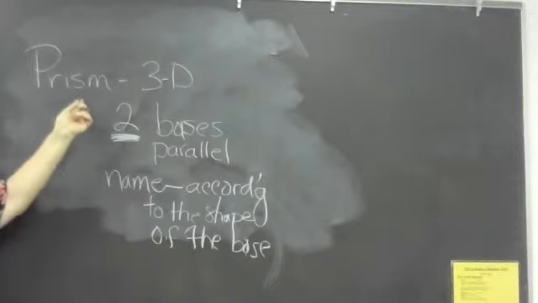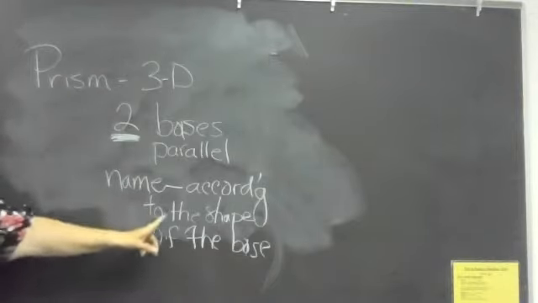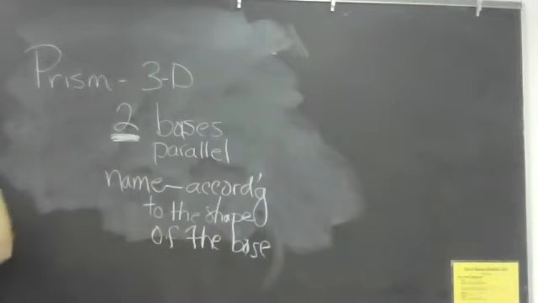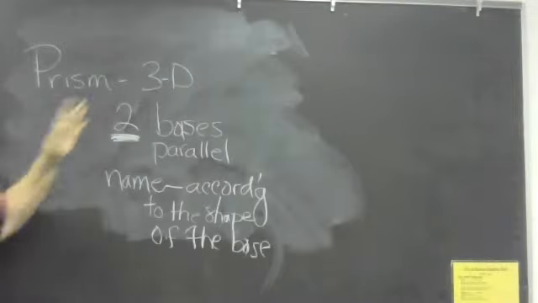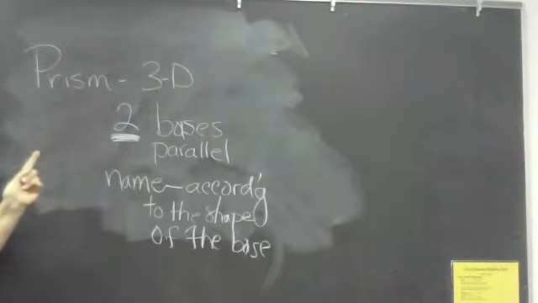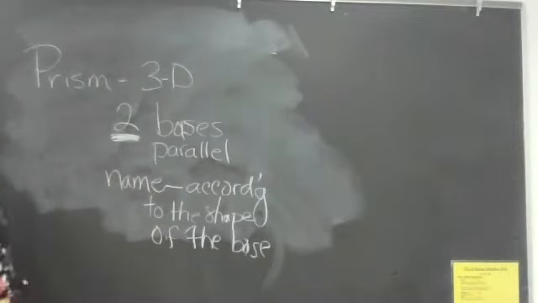And you're going to name your prism according to the shape of the base. We will have rectangular prisms. We will have triangular prisms. We will have hexagonal prisms, which means the bases that are parallel to each other are the shape of a hexagon. Y'all see? Okay, but it has to have two bases. So let's move on from here. Is there any question on this part? Okay, two bases, and the prism's named for the shape of the bases.